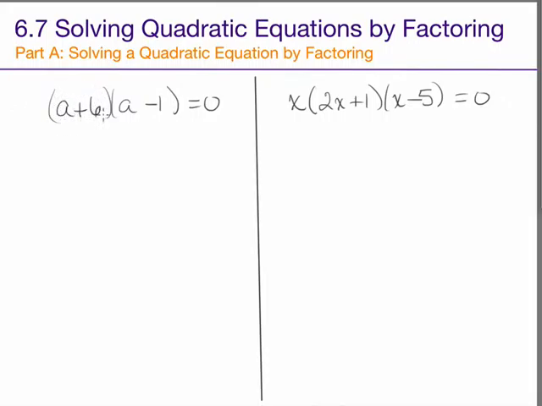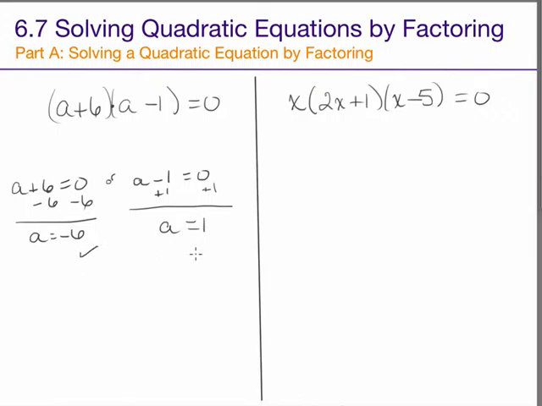If this is my A, then A equals 0 is one of my solutions, or at least the first step in finding that solution. And this is my B, so B equals 0 is the first step in arriving at my second solution. Now I need to solve each of these.